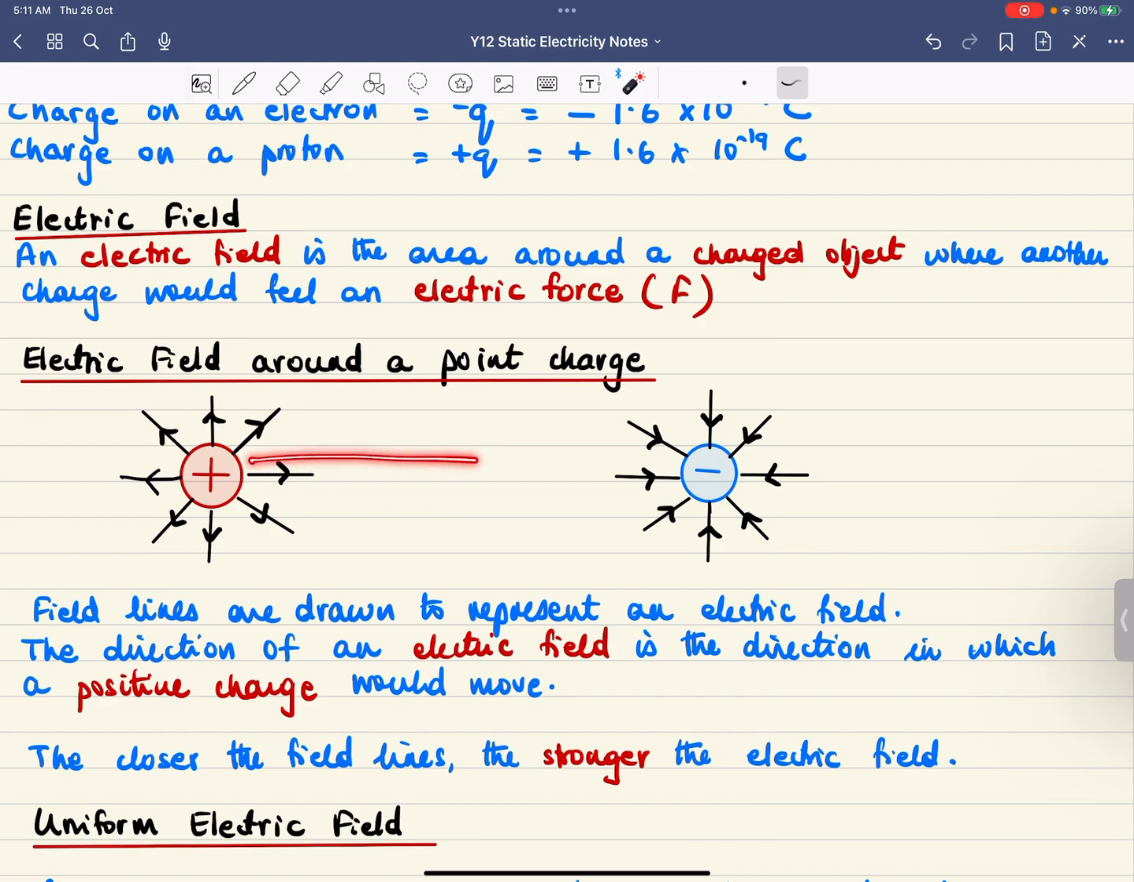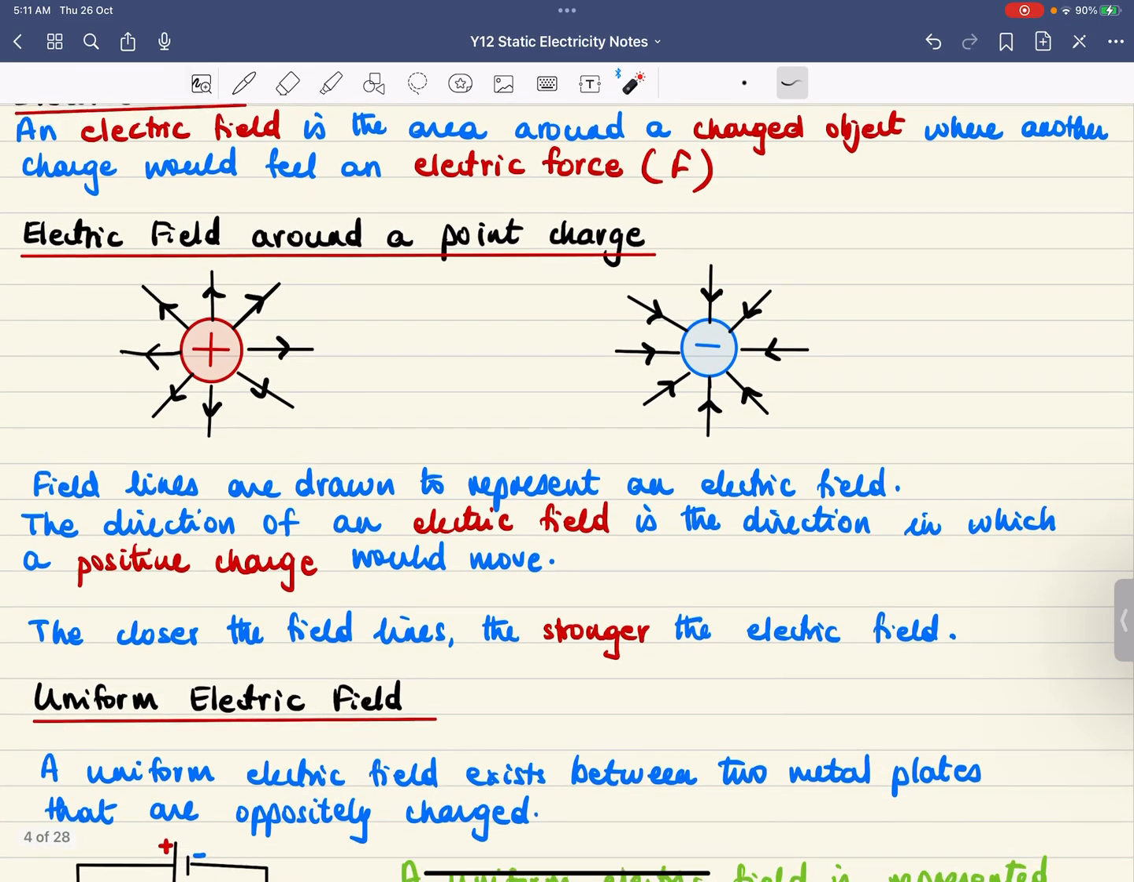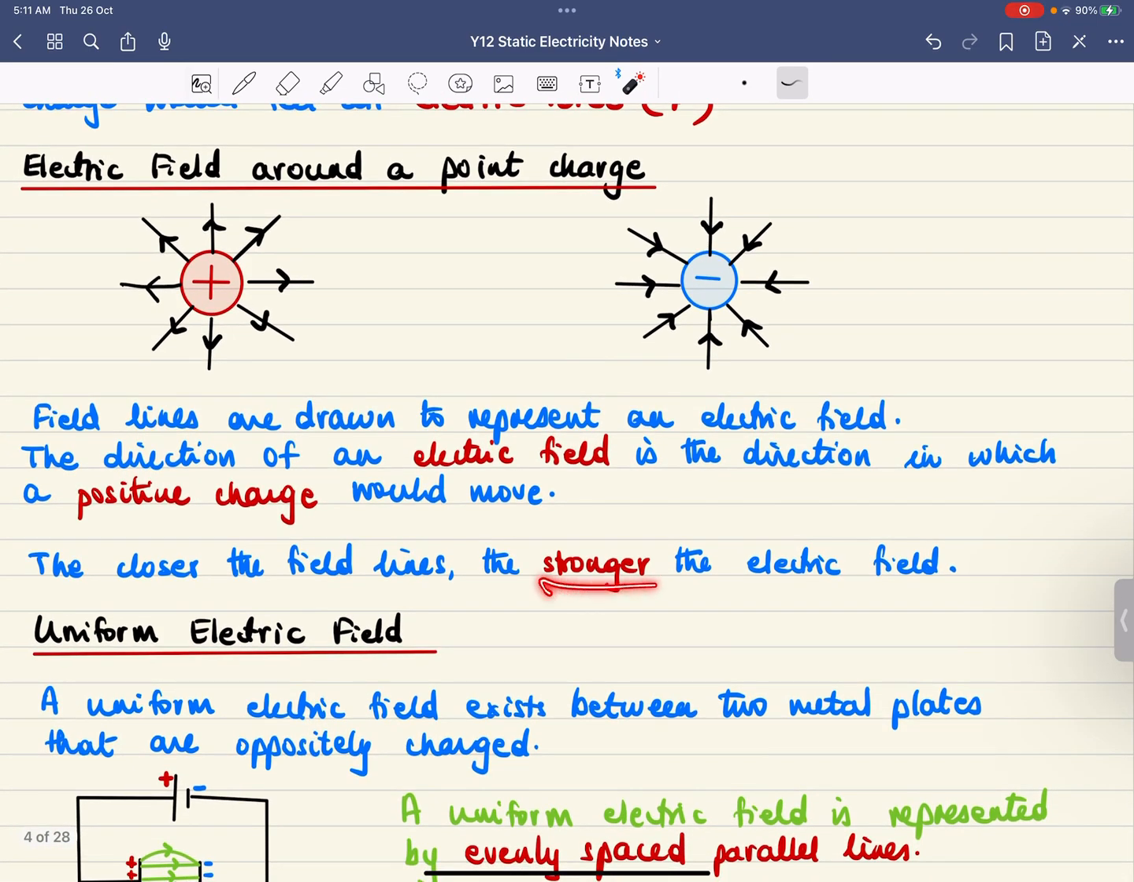So positive will always move towards the negative. So you have the field lines going out of the positive and into the negative. Okay. Now, the closer the field lines, the stronger the electric field.